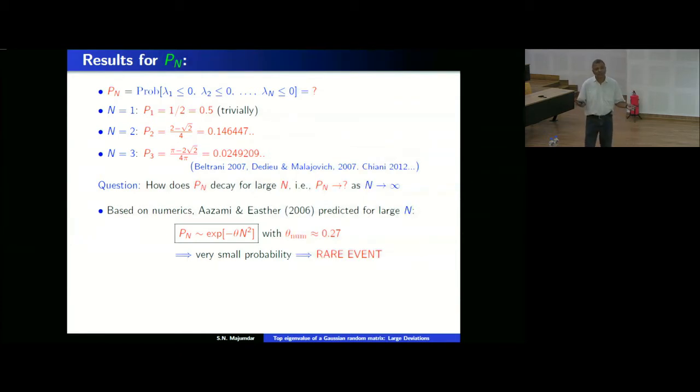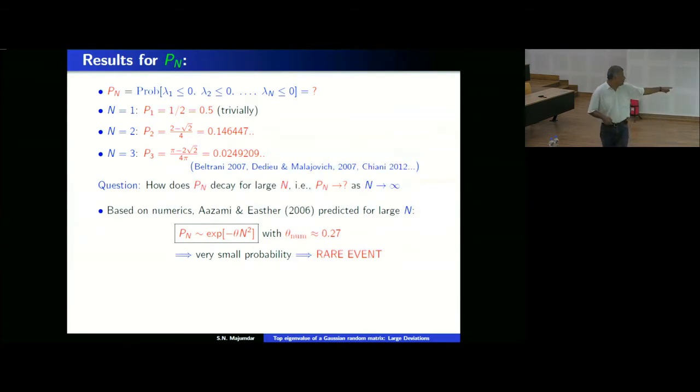And he was giving this talk, and essentially in the end, he was asking precisely this same question. They looked at it numerically and found that P_n decays as exponential minus n squared, with a number here, which they computed numerically as 0.27. So of course, it's a very, very small probability.